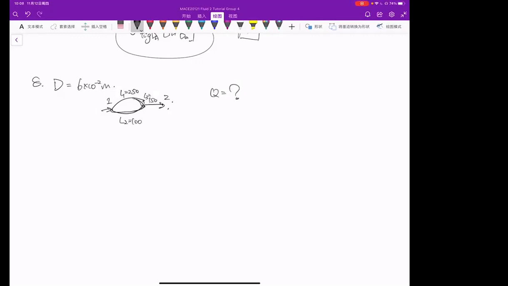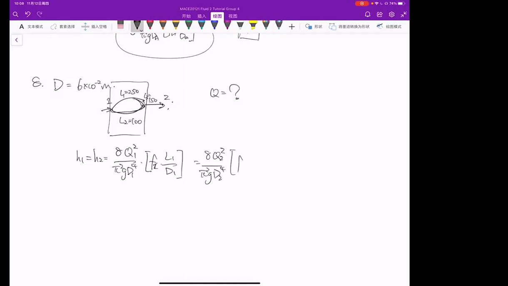Well, this one is quite straightforward actually. We first consider the parallel part. We have H1 equals H2 equals 8 Q1 squared over pi squared G D1 to the fifth times F1 times L1 over D1 equals 8 Q2 squared over pi squared G D2 to the fifth times F2, L2 over D2. Also we have Q equals Q1 plus Q2.